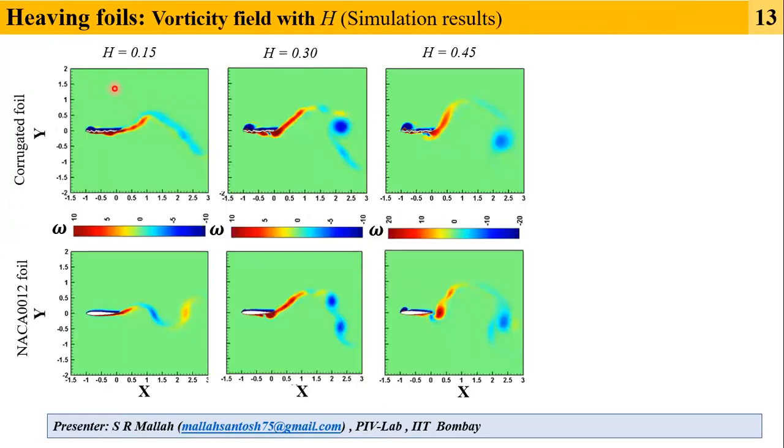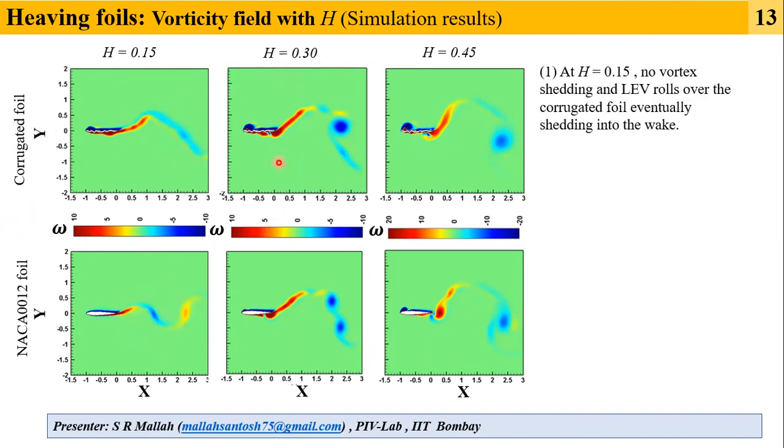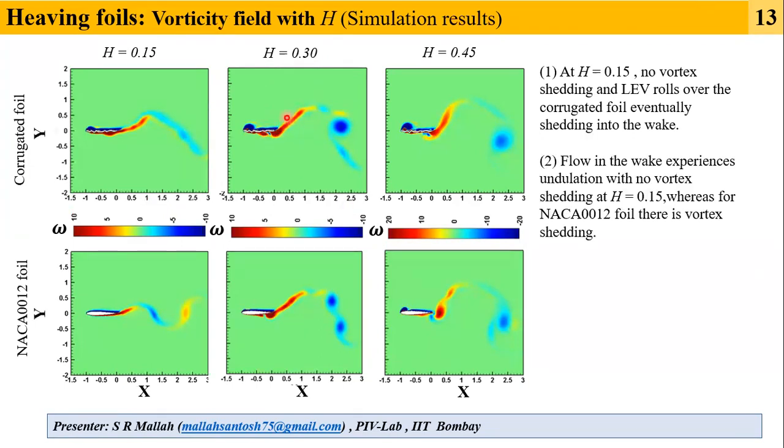And for heaving foils, let's study the vorticity field variation with respect to heaving amplitude. At the lowest heaving amplitude, there is no vortex shedding for the corrugated foil, whereas there is vortex shedding for the NACA foil. With further increase in heaving amplitude, the vortex intensity increases, and for the NACA foil at a heaving amplitude of 0.3, we can see the formation of a dipole vortex. This we will discuss further in more detail.